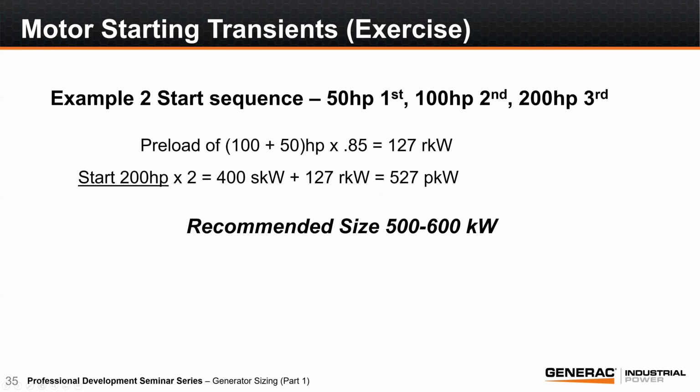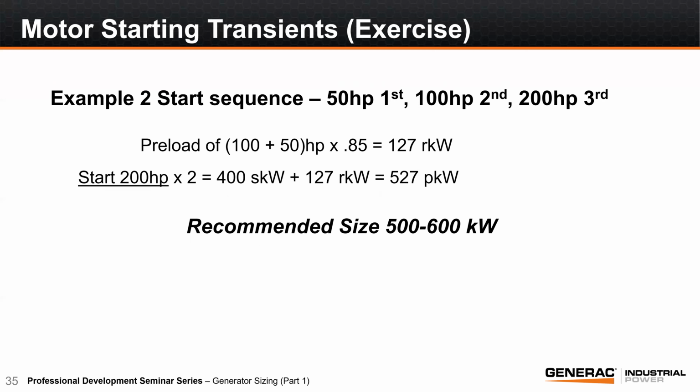In example 2, we will be starting the motors in ascending order. And as we previously discussed, since the motors will be going on and off or cycling, this scenario is the most real world example, okay? So the preload in this example from the first two motors is 127 kilowatts. Then we start the 200 horsepower motor, which produces 400 starting kilowatts power draw, and add that to the 127 kilowatt preload. You will see that now we have a peak of 527 kilowatts to start those motors in this scenario.